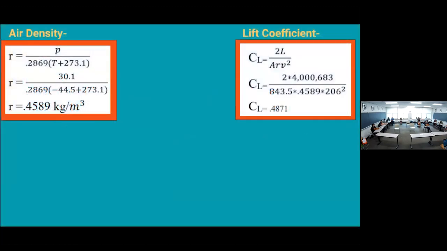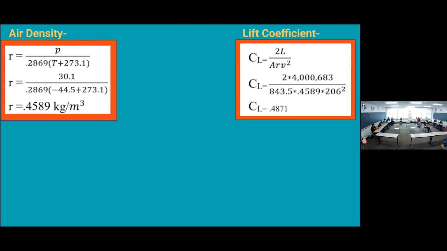So before we can solve for lift, we first have to solve for our air density, which is represented by this formula in the top left. And assuming that we're at cruise altitude, we can use the average pressure and temperature, represented as P and T here, at that height, and substitute those values in to get a total air density of 0.4589 kilograms per cubic meter. And then moving over to the right side here, we have our lift coefficient, and we run into a problem because lift is one of the variables in the equation for lift coefficient.